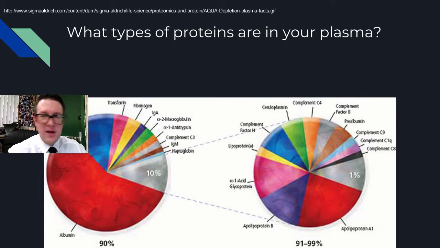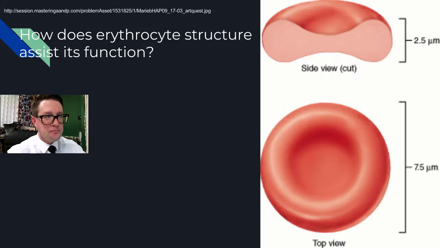Why point that out? Because albumin is one of the causative agents of the blood or the tissue colloid oncotic pressure. It's the thing that helps drive osmosis at capillaries.